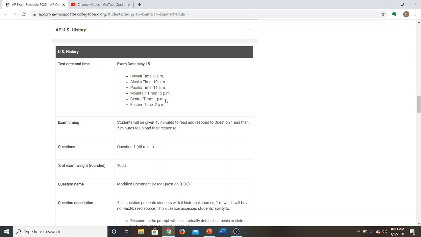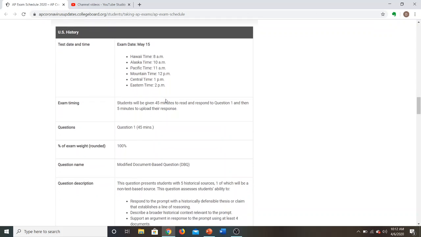that day. Now, the key thing to understand is that it is drastically different than what we've been discussing all year. There will be no multiple choice, there will be no short answer, and there will not be a regular response essay. It will all be based upon a 45-minute time period for you to read and respond to one single question online, and then upload your response, and that question will be a modified document-based question, a DBQ. So that is the entire exam, 100% of it. It's one single question, one single 45 minutes to respond to a DBQ essay, and that is it.